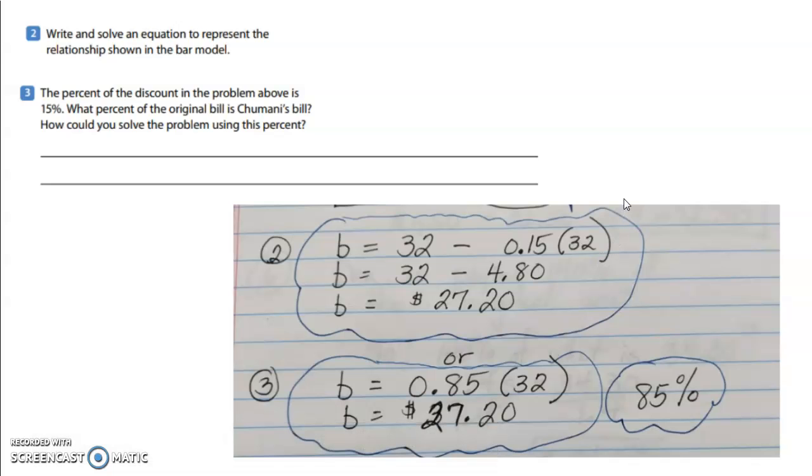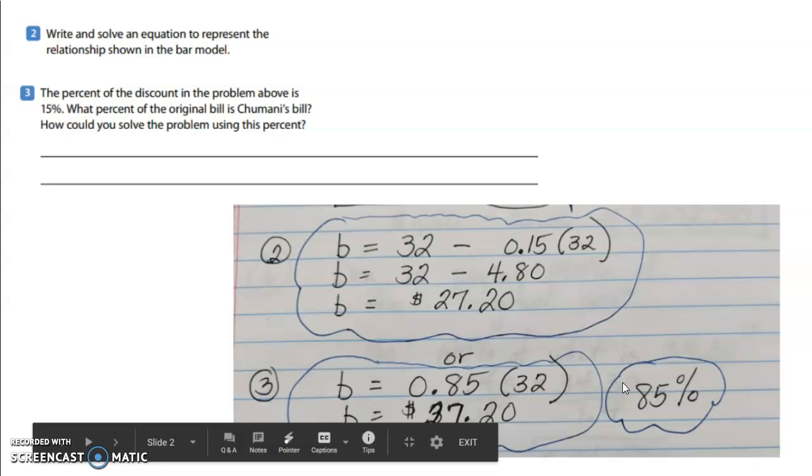All right, numbers 2 and 3 I put together. It says to write and solve an equation to represent the relationship. So I decided to do it this way. B, or the discounted bill, is equal to 32 minus 15% of 32. So that's 32 minus $4.80, which ends up being $27.20. For 3, it says, what percent of the original bill is Chumani's bill? Well, 100 minus 15, that's 85%.